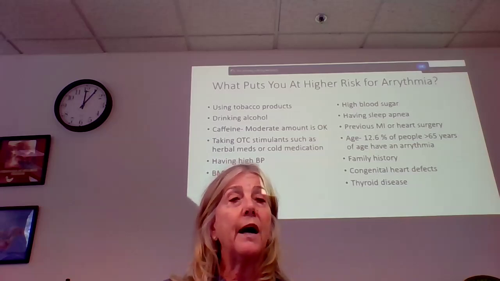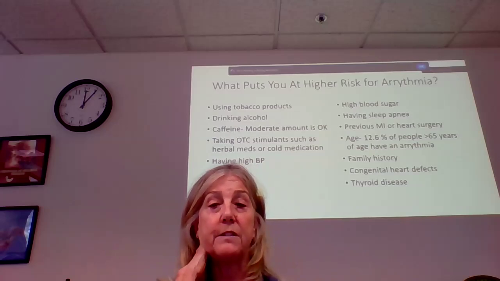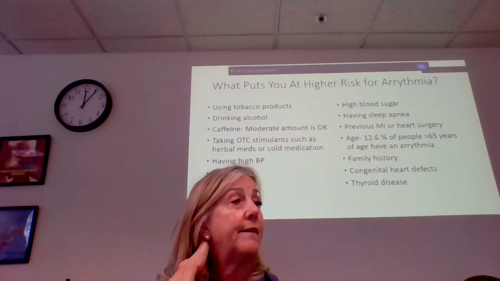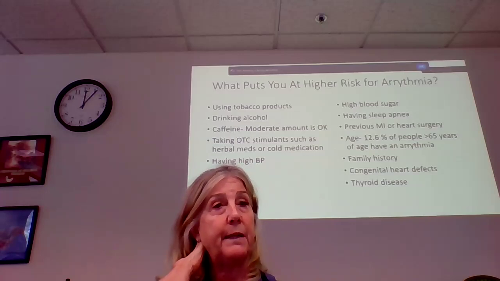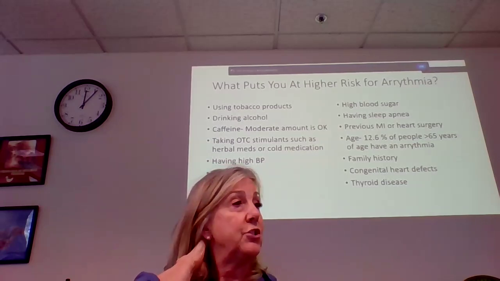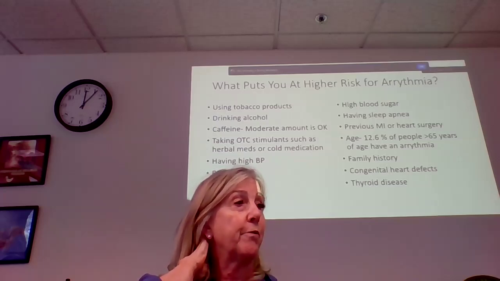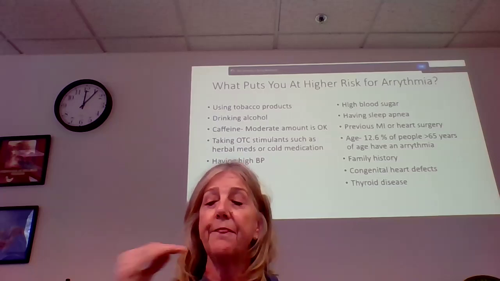And as we age, we're at higher risk for arrhythmias. 12.6% of people greater than 65 years of age have an arrhythmia. And that's compared to the general population, where the risk is about, I think it was, 1.5 to 5%, depending on your age and ethnicity. So much higher as we age. Other risks are having a family history, having a congenital heart defect, so being born with some sort of valve problem or problem in the heart muscle, and thyroid disease.